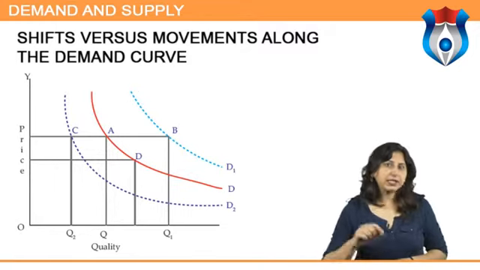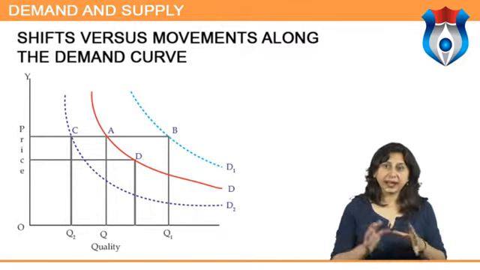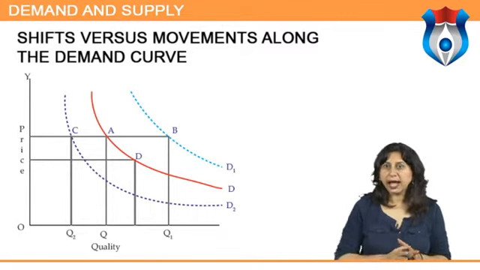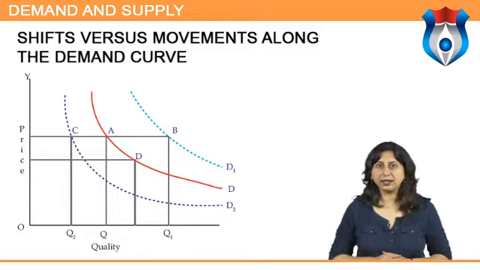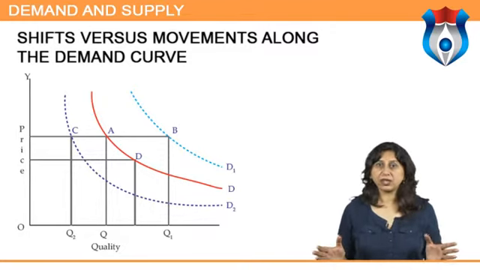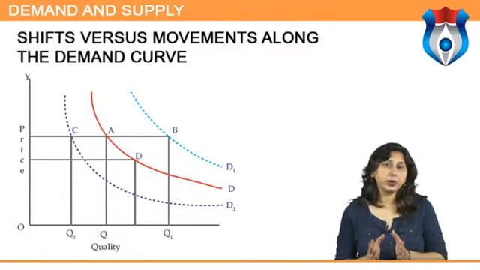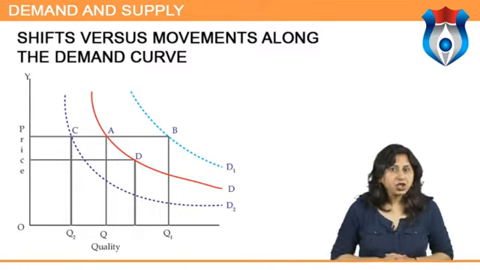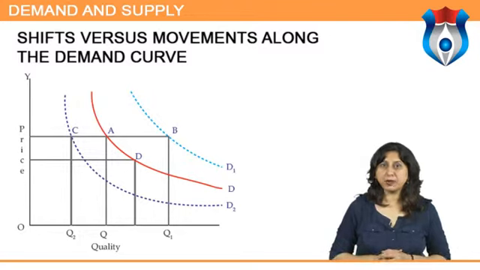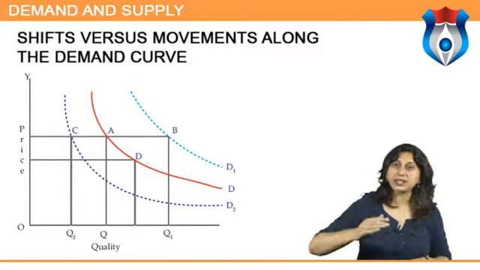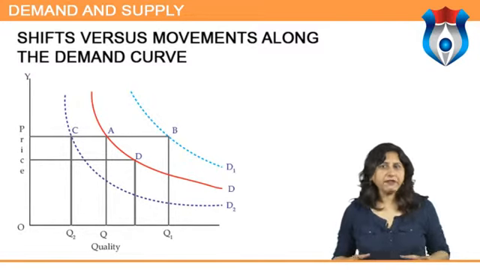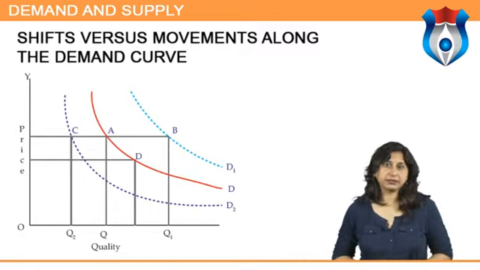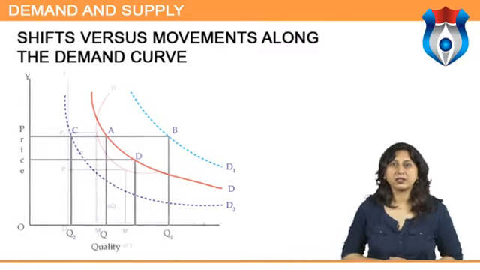A shift in the demand curve is caused by a factor affecting demand other than a change in price. If any of these factors change, then the amount consumers wish to purchase changes, whatever the price. The shift in the demand curve is referred to as an increase or decrease in demand. There are many variables that can shift the demand curve. Here are the most important.